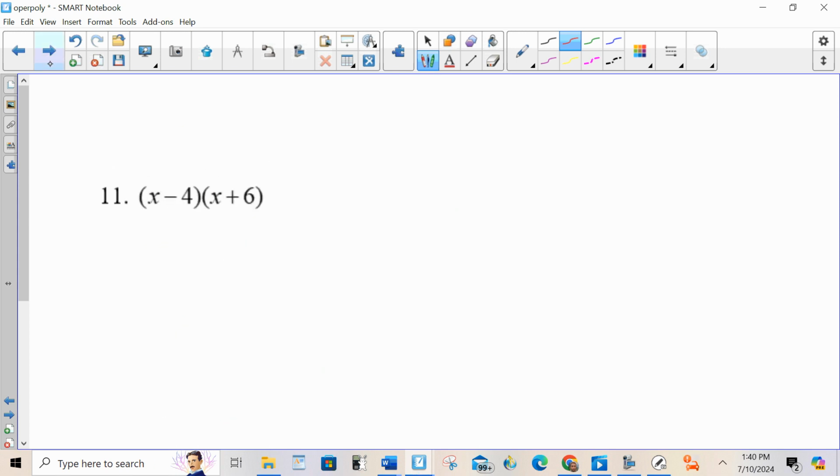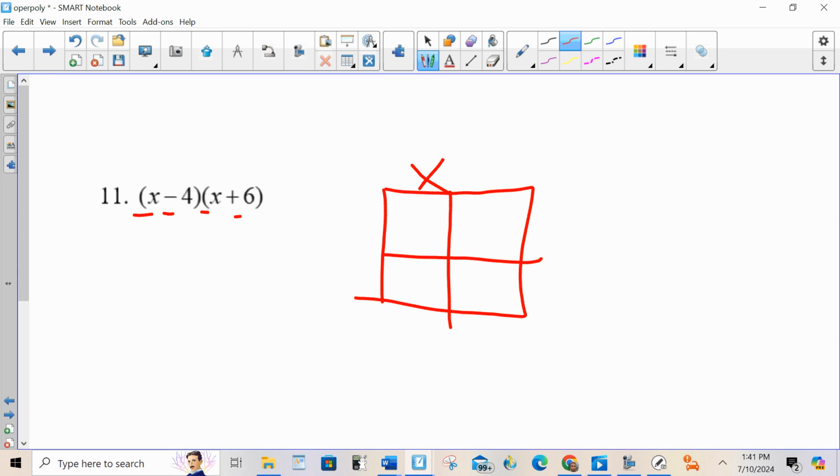That will bring us to number 11. Now I'm multiplying a binomial by a binomial, and to do that, we use the box method. So since it's two terms and two terms, I make a box that's 2 by 2, x minus 4, x plus 6, and each cell I'm multiplying the corresponding terms.